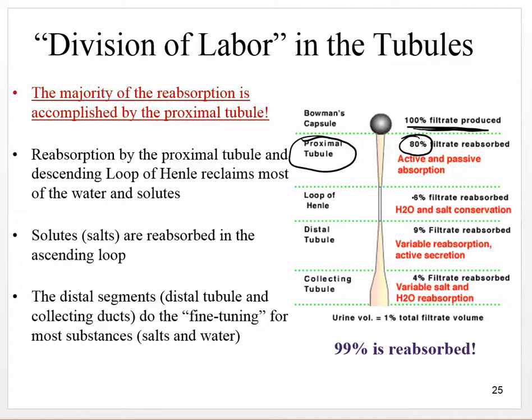The loop of Henle, about 6%. You don't have to remember these numbers here, but you can see that primarily it's at the proximal tubule, and then it drops from there. But ultimately, what we're looking at is trying to get 99% absorbed. So we'll continue with the rest of it in the next video.